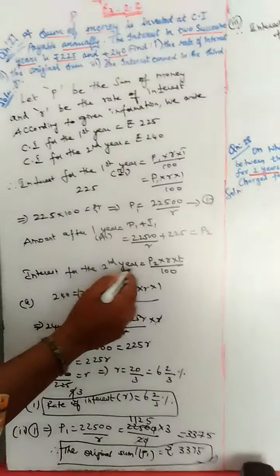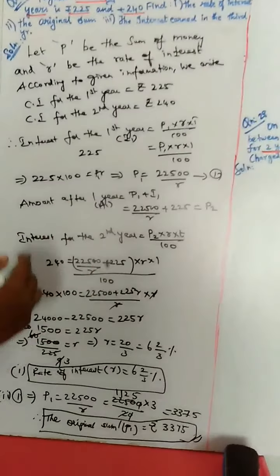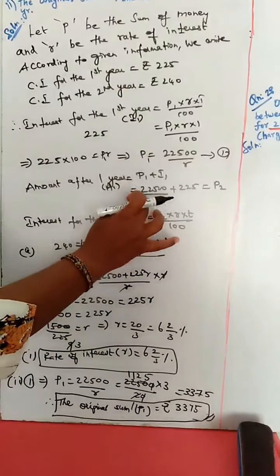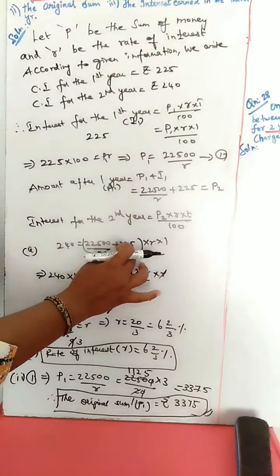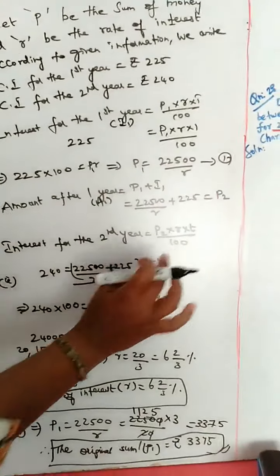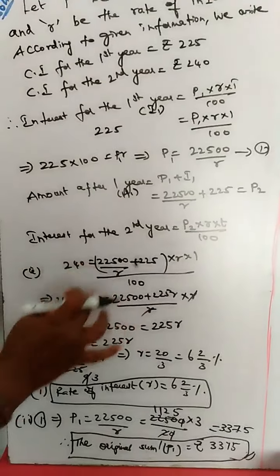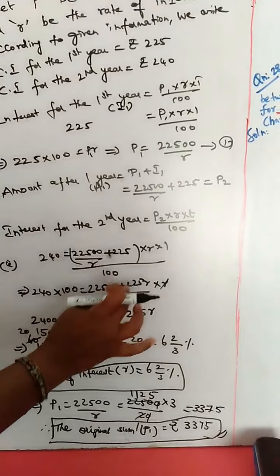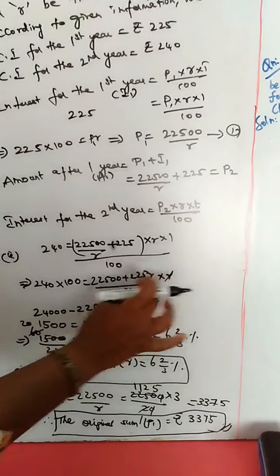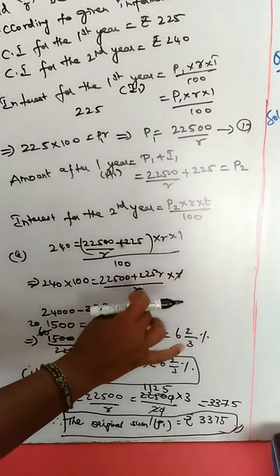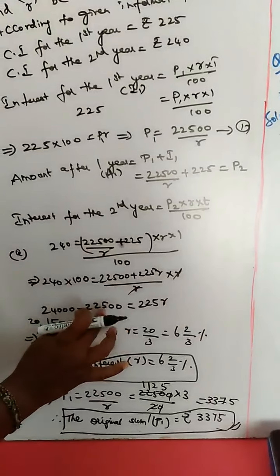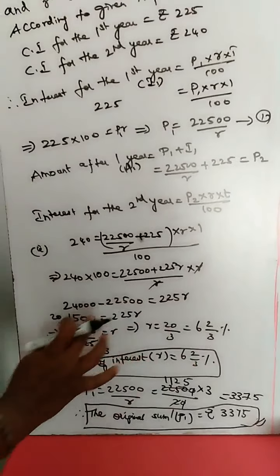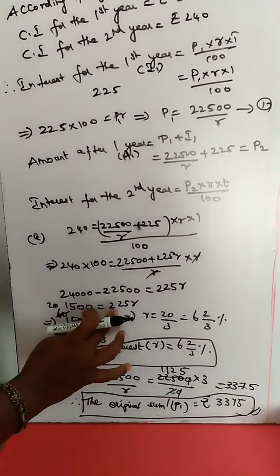The interest for the second year is P2 into R into T by 100. The interest for the second year, given in the question, is 240, equal to the principal, which is 22,500 by R plus 225, then into R as per the formula, and the time period is 1, divided by 100. Bringing this 100 to this side, we get 240 into 100, equal to, taking the LCM, 22,500 plus 225R, whole divided by R into R. This R and this division get cancelled, and taking the numbers alone to this side, 24,000 minus 22,500 equals 225R. After subtracting, we get 1,500 equal to 225R.